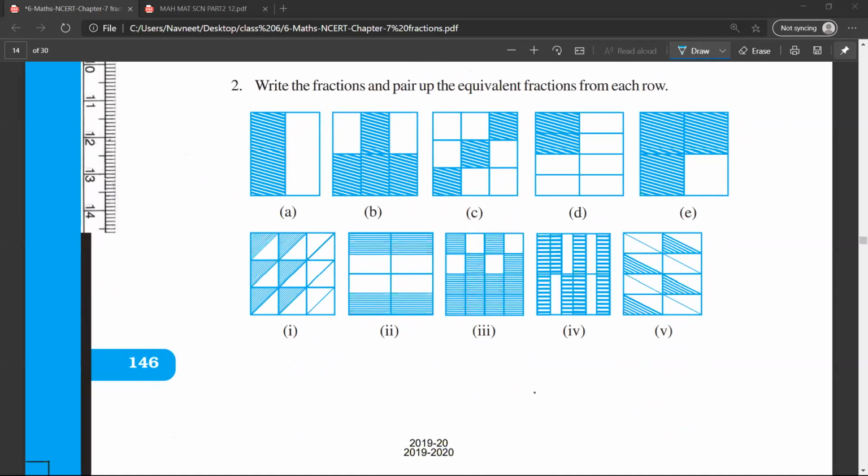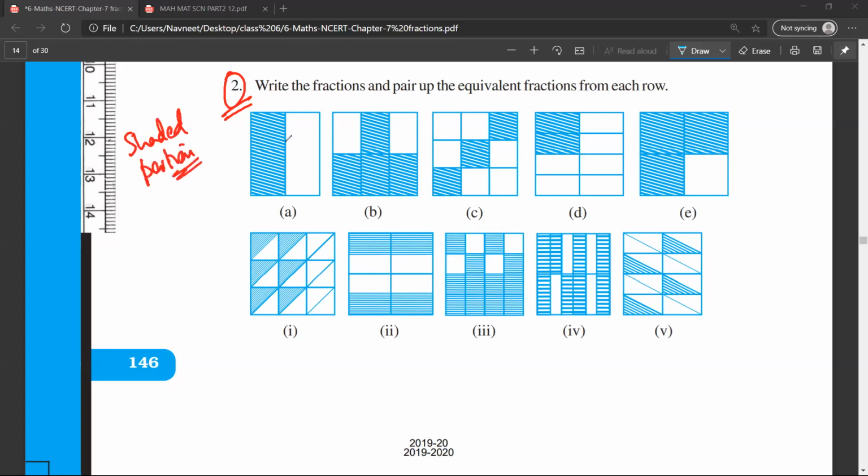This one, question number 2. Okay. Write the fraction and pair up the equivalent fractions from each one. So what I need to do is write in terms of the shaded portion.